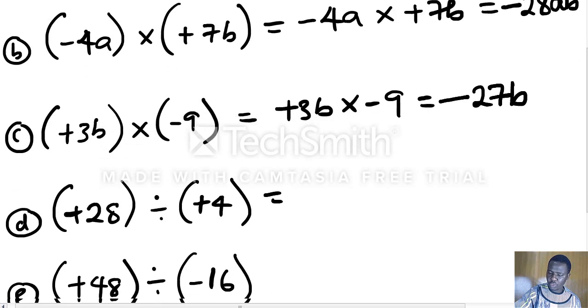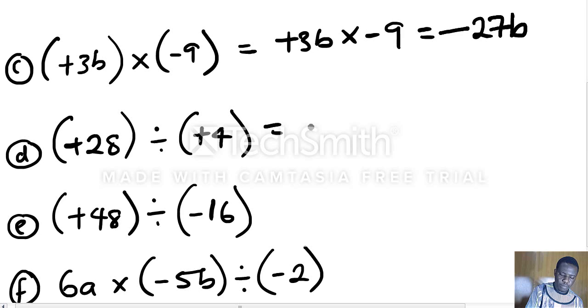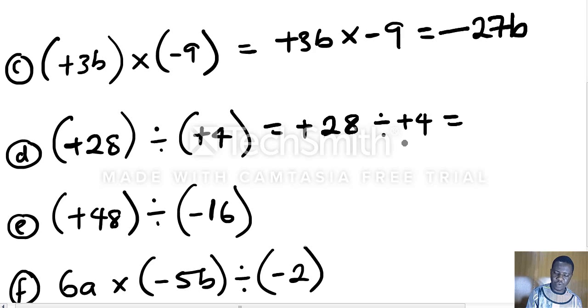This will also give me plus 28 divided by plus 4. Okay, plus divided by plus is plus. 28 divided by 4 is 7. So I'm having positive 7.